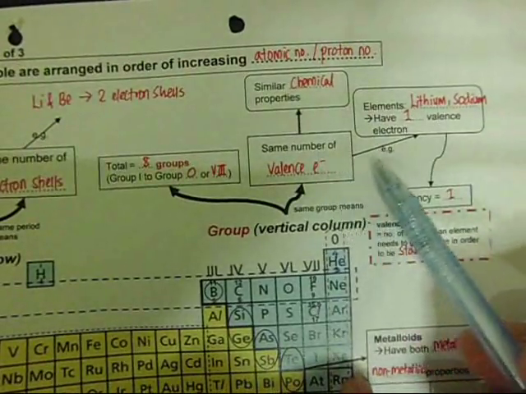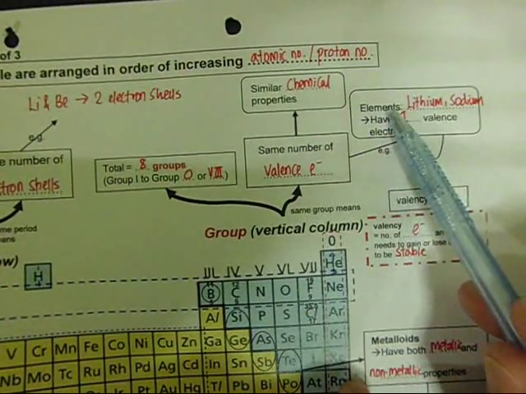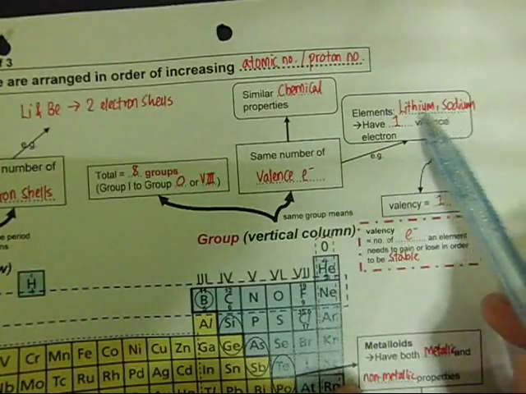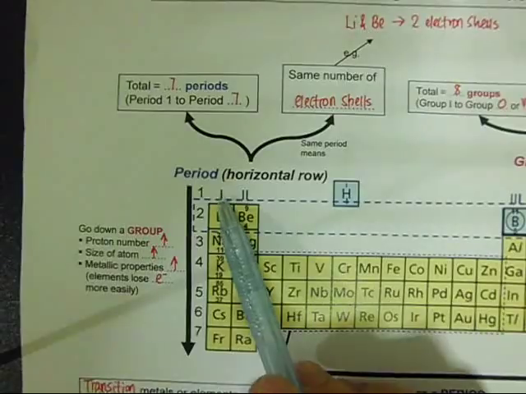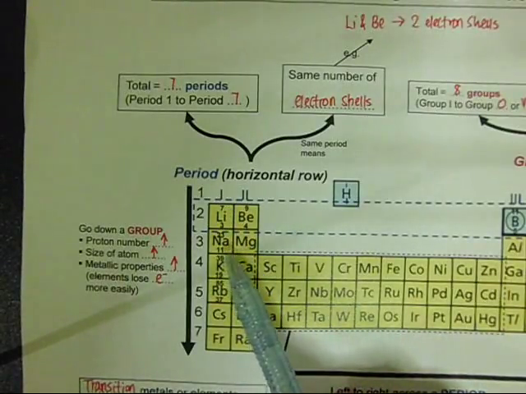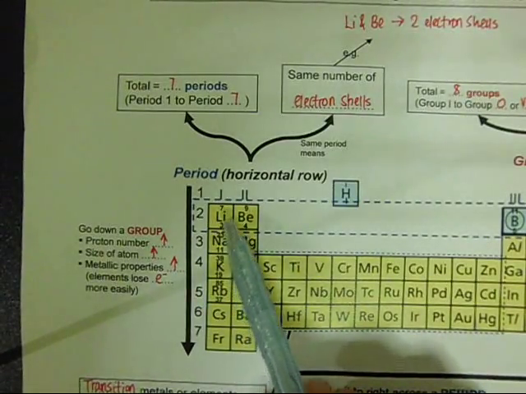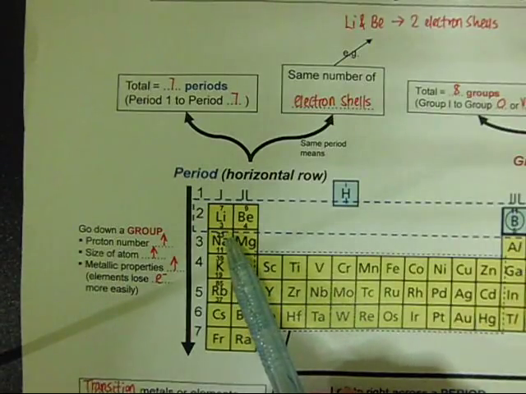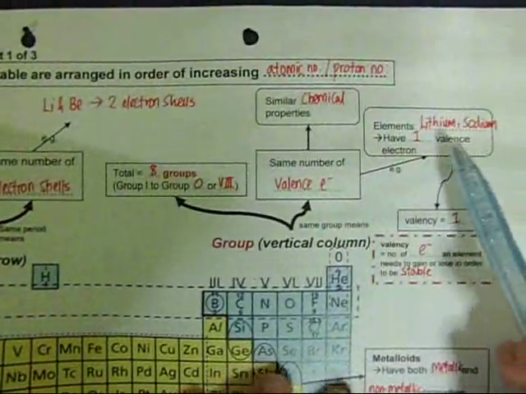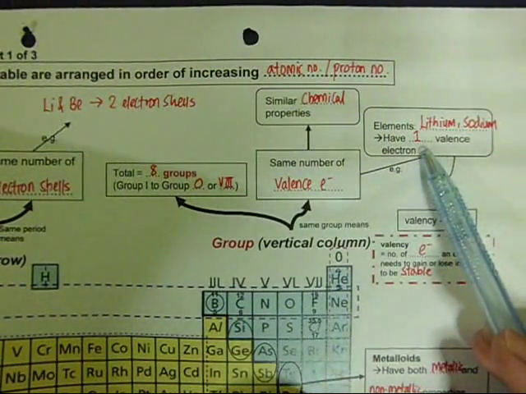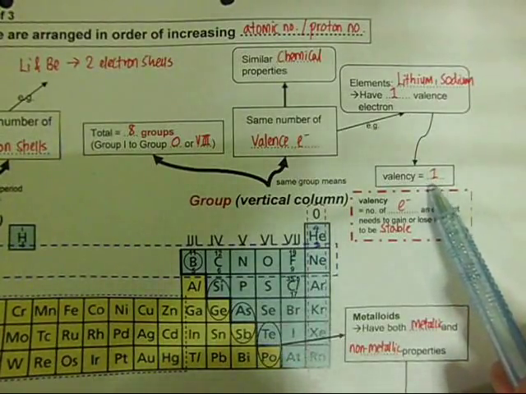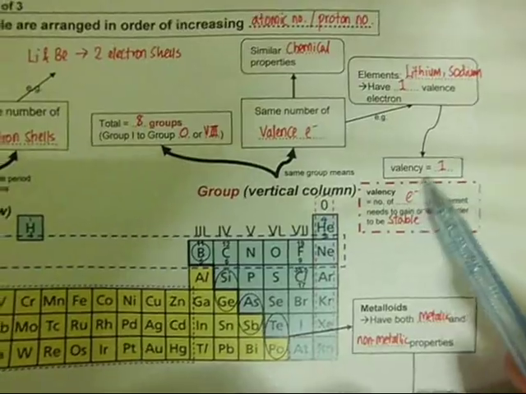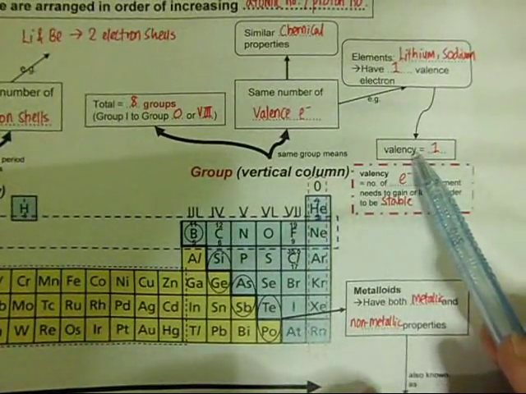Now, same number of valence electron, this is an example, elements lithium and sodium. So lithium and sodium, if you look at the periodic table, they are in group 1. So they are in group 1, meaning that they have 1 valence electron. That is why over here they have 1 valence electron. Now 1 valence electron also means that the valency is 1. Now valency is a new term here. What is the meaning of valency?